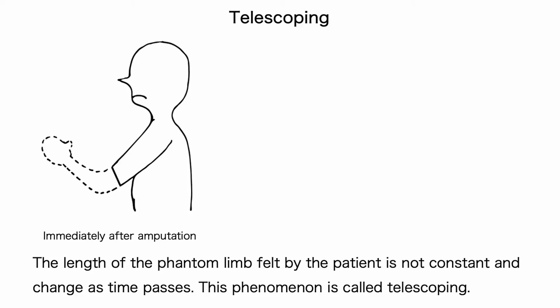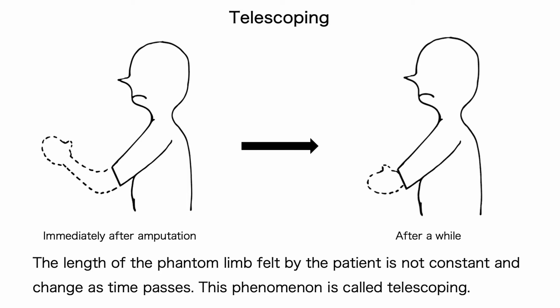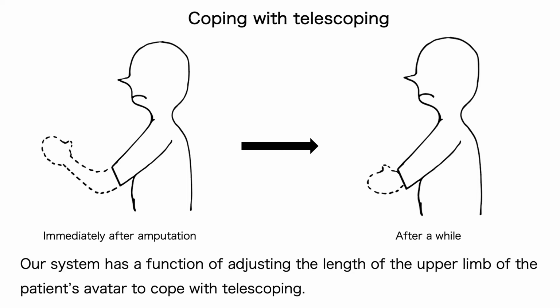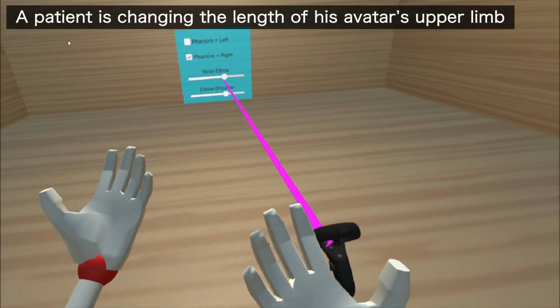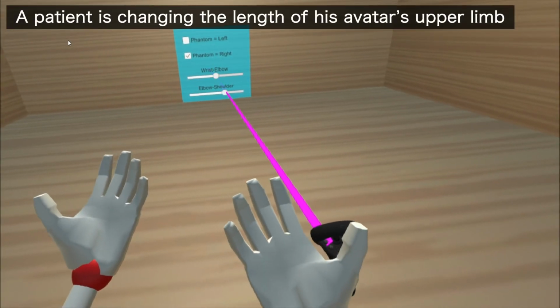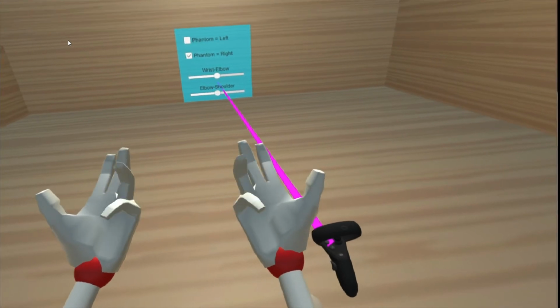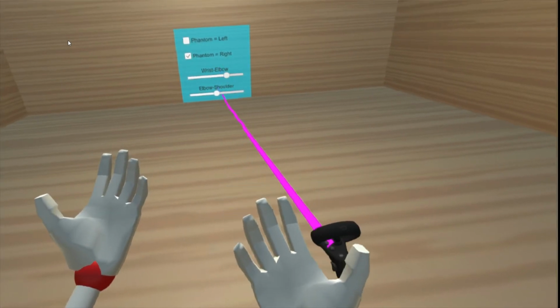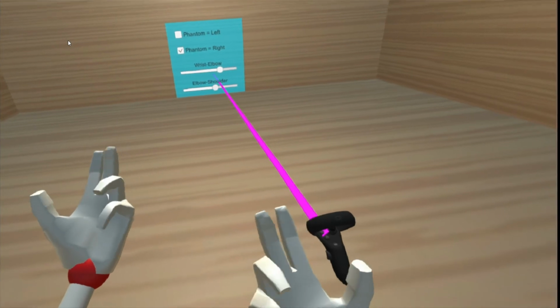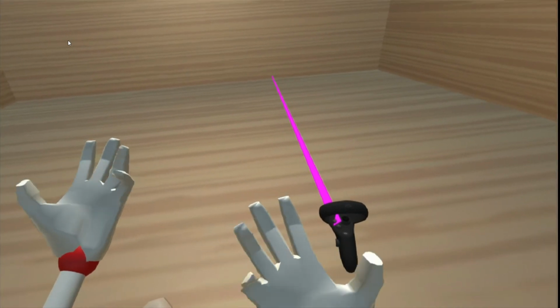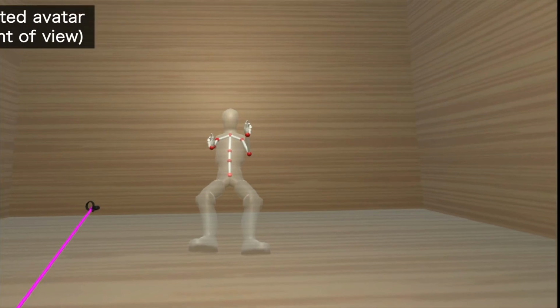The length of the phantom limb felt by the patient changes as time passes. This phenomenon is called telescoping. To cope with telescoping, our system has a function of adjusting the length of the upper limb of the patient's avatar. This is a movie in which a patient is changing the length of his avatar's upper limb. To change the length of the phantom limb, patients operate a GUI in the VR space. This is the appearance of the adjusted avatar.